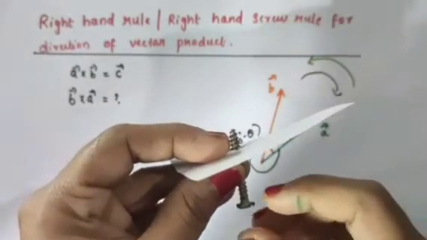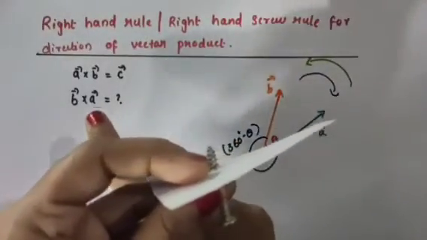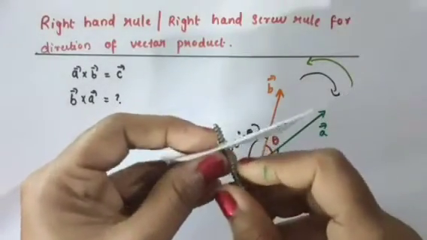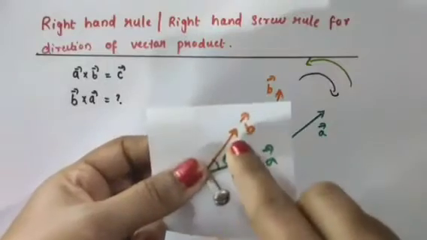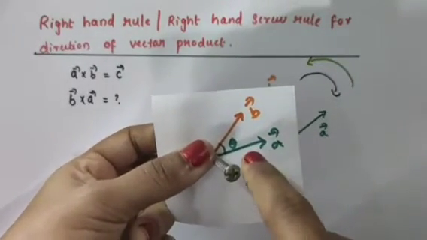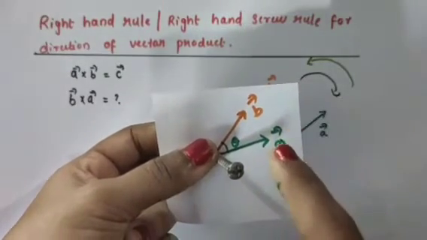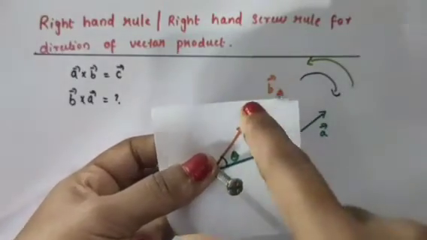Now let us take this, and I'll consider B cross A. When I'm considering B cross A, which direction have we moved? We have moved anti-clockwise direction, correct? But here we need the small angle. I need to consider the clockwise direction from B to A. So from B to A I need the clockwise direction.